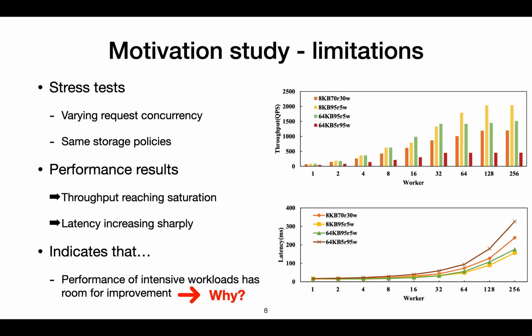That is, as the request concurrency increases, the throughput first increases and then reaches saturation, whereas the latency first increases slowly and then increases sharply after the throughput saturation. This indicates that the performance of intensive workloads still has room for improvement.